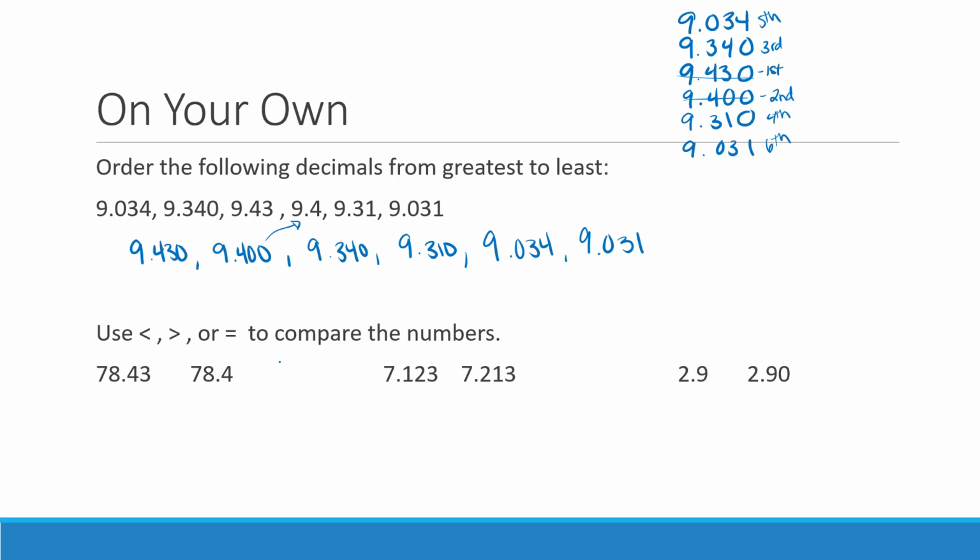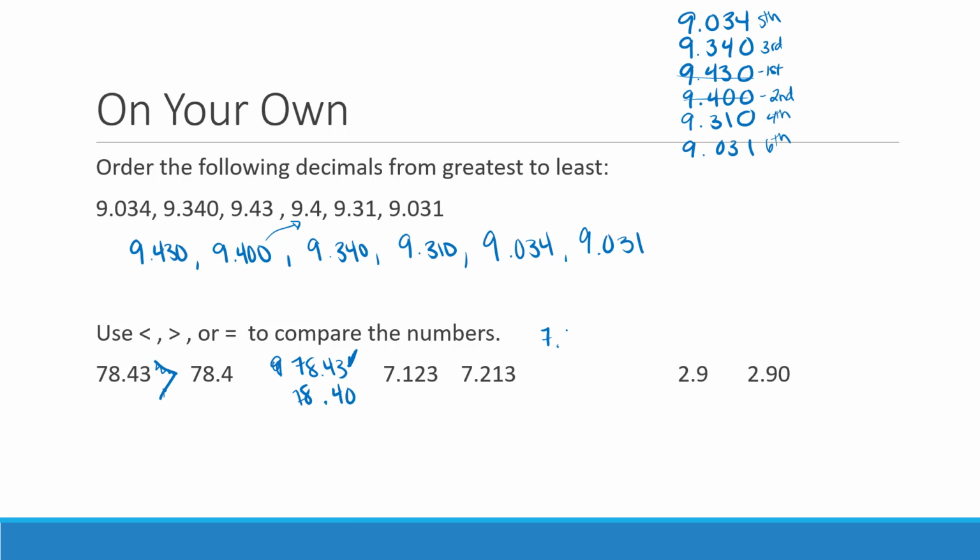Now here, if I do write these vertically, this is going to be 78.43 and this is going to be 78.4. And remember, you can put a 0 here. So they tie for the whole number. They both have a 4 here, but this one has a 3 and this one has a 0. So automatically this one is the bigger number. So once I establish which one is the bigger number, I always say the alligator eats the bigger number. So the alligator is eating this guy. So 78.43 is greater than 78.4.